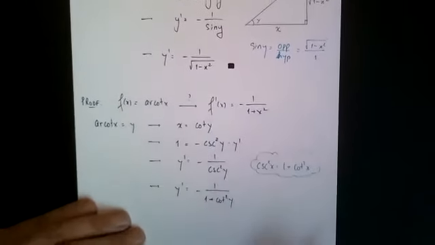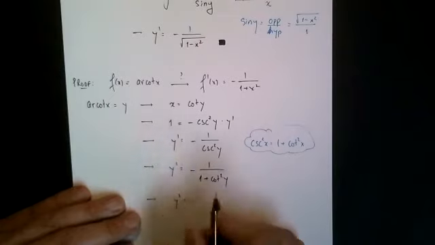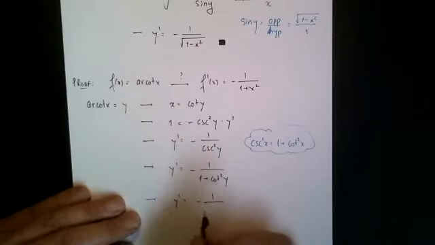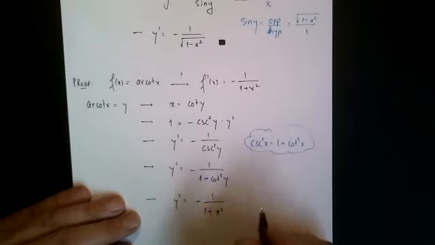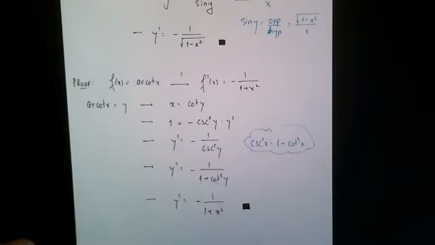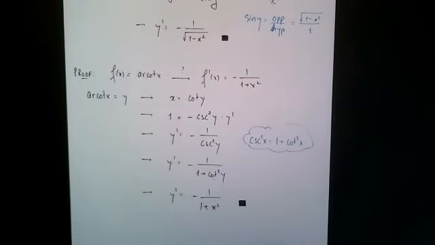So I'm going to move up a bit. And so y prime is equal to negative 1 over, so cotangent is x, so 1 plus x squared, with the negative here. So one more, and then we'll do some examples.